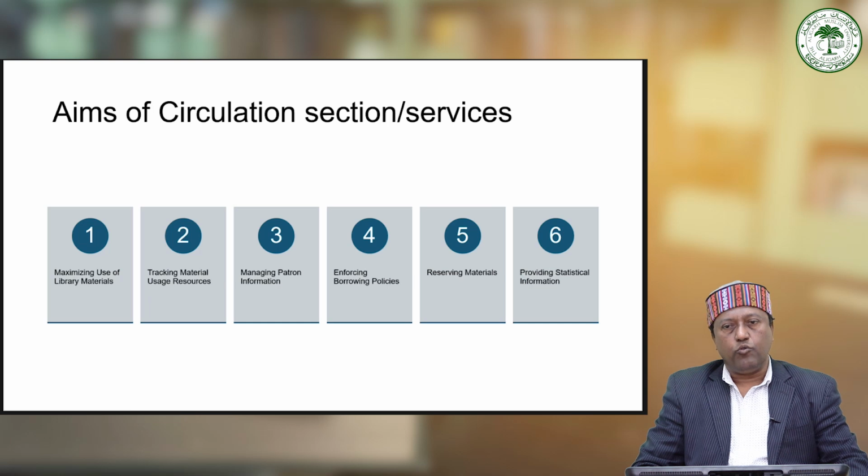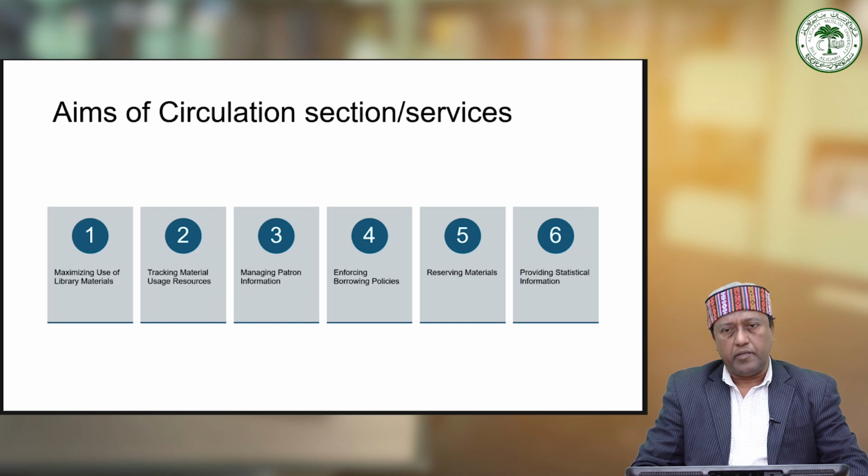And the third aim is to manage the patron information or the user information. So circulation service also focuses on managing patron information effectively, and this includes identifying individual readers, determining how many books a patron can borrow, and tracking the borrowing history of each patron. All this we can do when the circulation is maintaining records of both books as well as patrons.